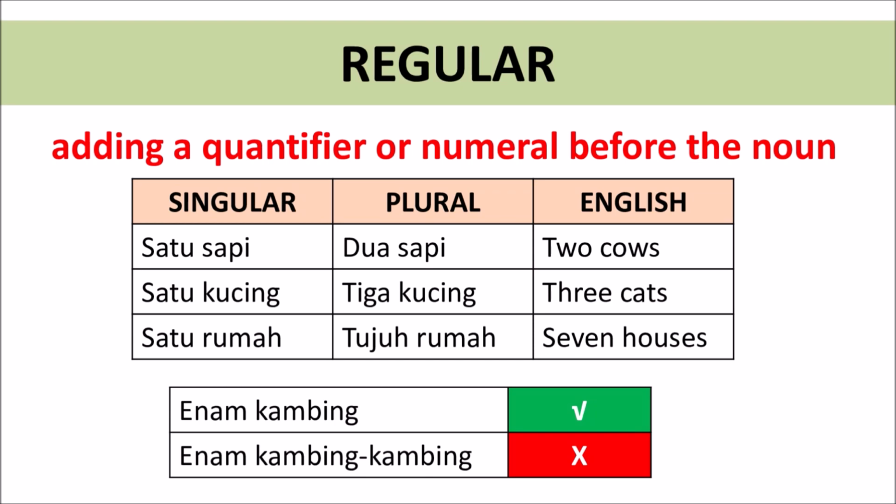We can also create plural forms in Indonesian language by adding quantifiers or numerals before the noun. For example, satu sapi means one cow. However, if you want to say more than one cow, you just add the number in Indonesian language that probably you have learned. Again, there is nothing to change in the noun to make it plural. But remember, when the noun is plural by adding a quantifier, you don't have to double the noun. For example, it is correct to say 6 kambing or 6 goats, and it is incorrect to say 6 kambing-kambing.